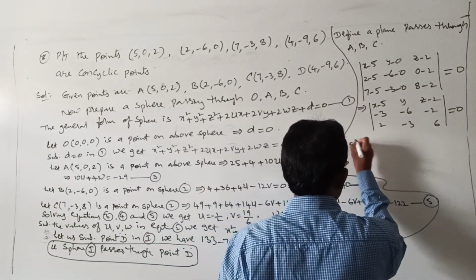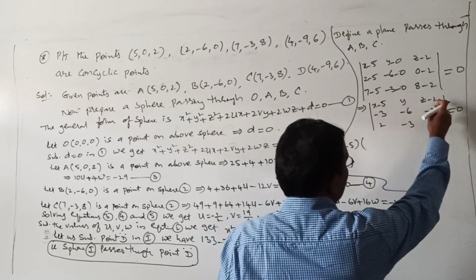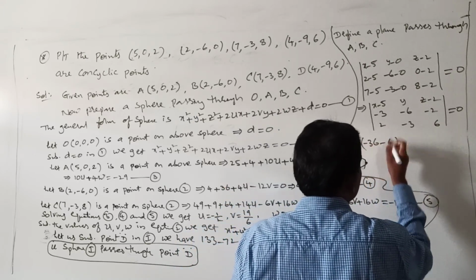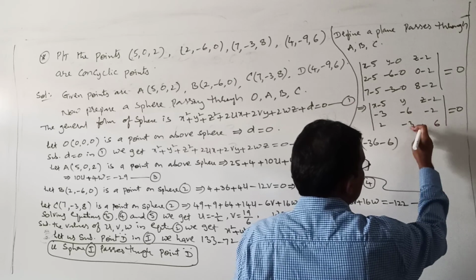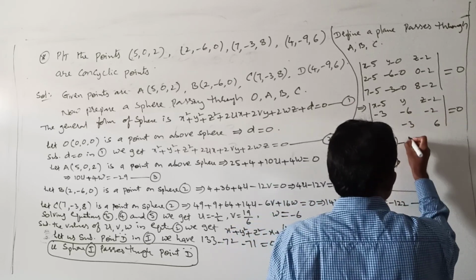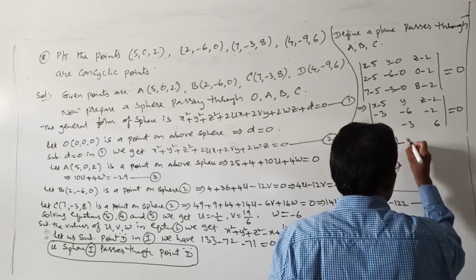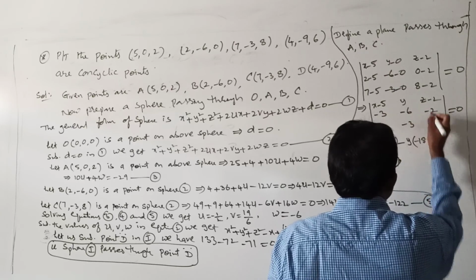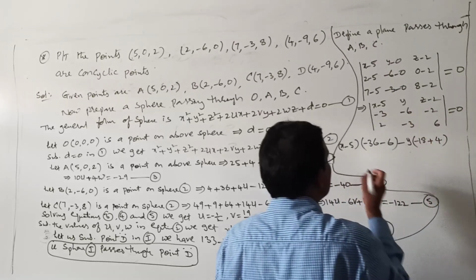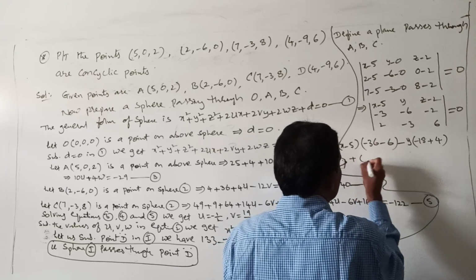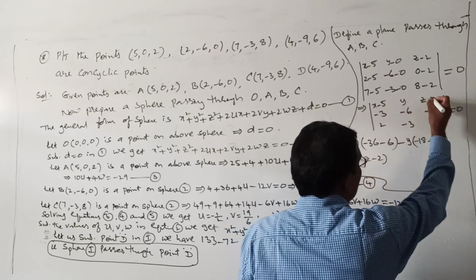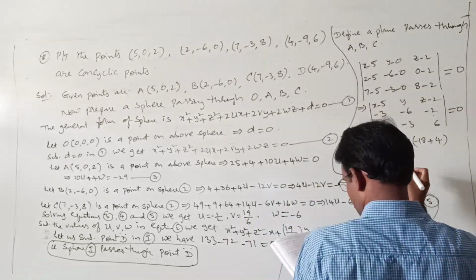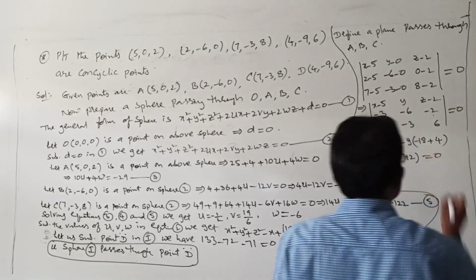X minus 5 into the determinant with its corresponding row and column deleted: minus 36, minus 36, minus 6. This into this minus this into this, right? Next minus y, sorry, y into its corresponding row and column deleted: minus 18, this into this, minus into minus plus, plus 4. Next plus z minus 2 into its corresponding row and column deleted: it is 9 plus 12, equal to 0.